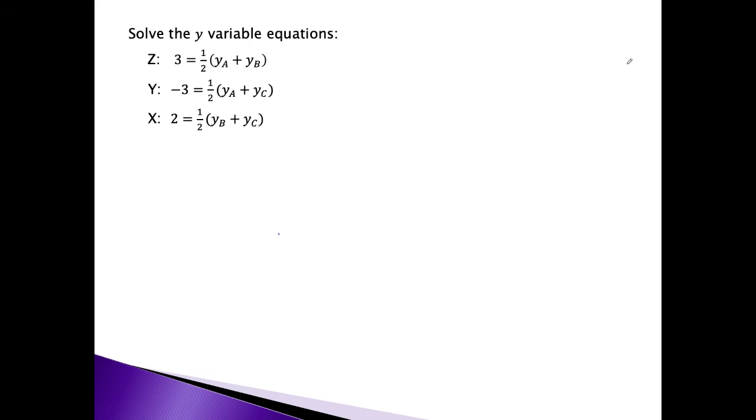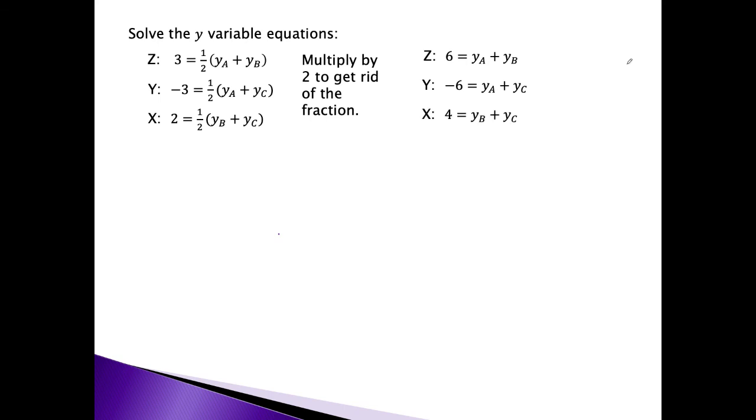Next, I'm going to solve for y. I'm going to do it in the same method and the same process. First thing I'm going to do, multiply everything through by 2. Z equals 6 equals ya plus yb. Y equals -6 equals ya plus yc. X equals -4 equals yb plus yc. The first set of equations were copied back from the main page where we first set up the question. I'm going to label these 5, 6, and 7.